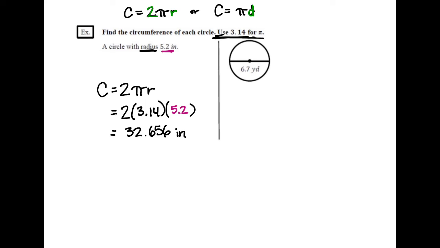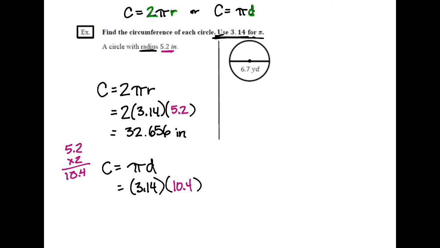Okay, now what if I were to use the other formula? I would have to figure out what the diameter was. Okay, so the diameter is going to be 2 times the radius. Okay, so the radius is 5.2 times 2. So 10.4 is what I would use here. And when I multiply those two, I'm going to do 3.14 times 10.4, and I get exactly the same answer.